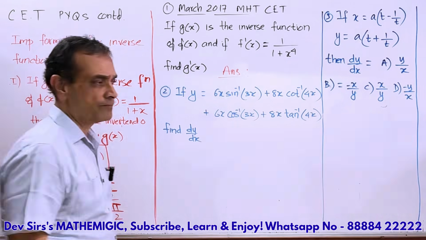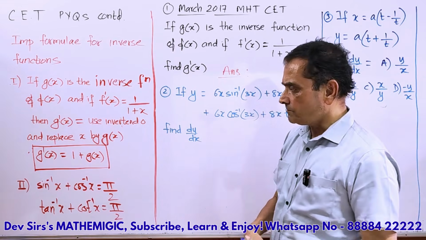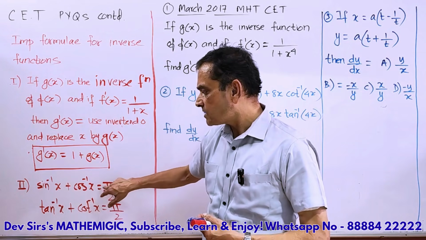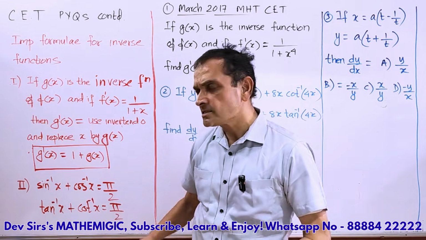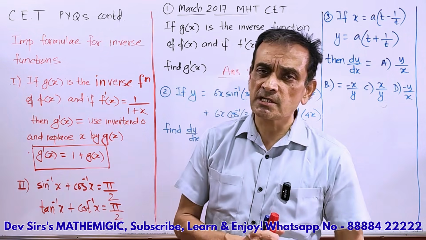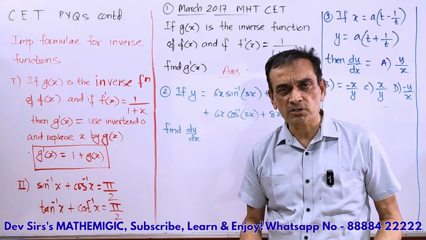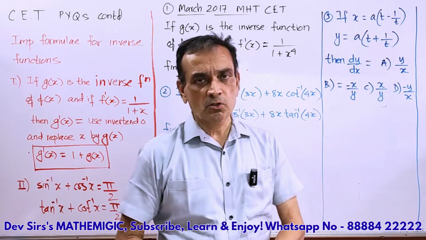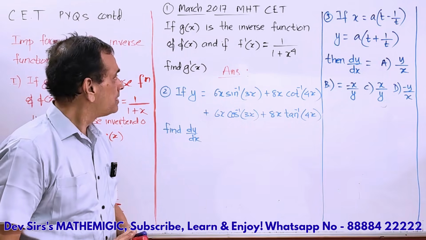Simple to remember. Okay. Second formula is sin inverse x plus cos inverse x is equal to pi by 2. Tan inverse x plus cot inverse x is equal to pi by 2. Just remember these inverse trigonometric formulae which can be used for certain problems of derivatives or integration. Okay, so let's see how these formulae are applied to today's problems.